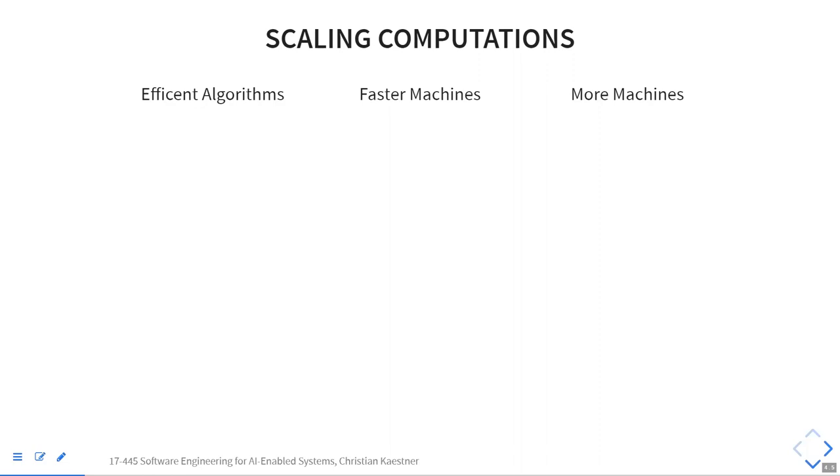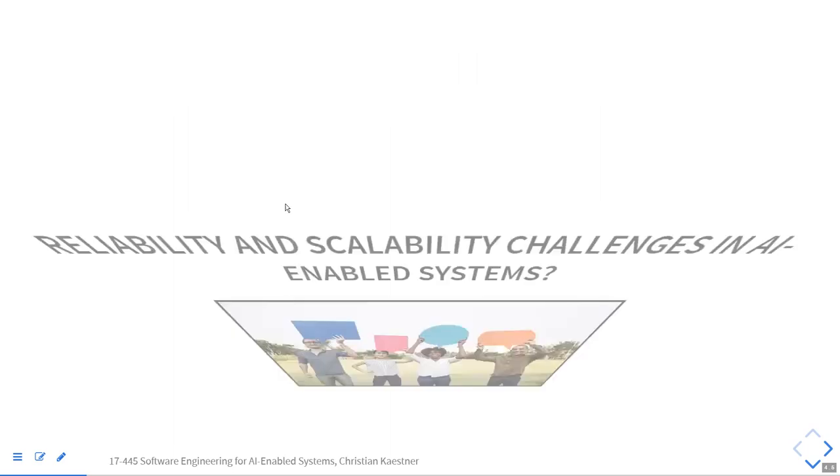You have three main options. You can find more efficient algorithms. You typically hit the ceiling when even linear algorithms aren't fast enough. You can buy faster machines, which also hits the ceiling and gets expensive very quickly. And the typical strategy that we go for is having more machines, buying them as cloud resources, right? So lots of commodity hardware and just building a distributed system.